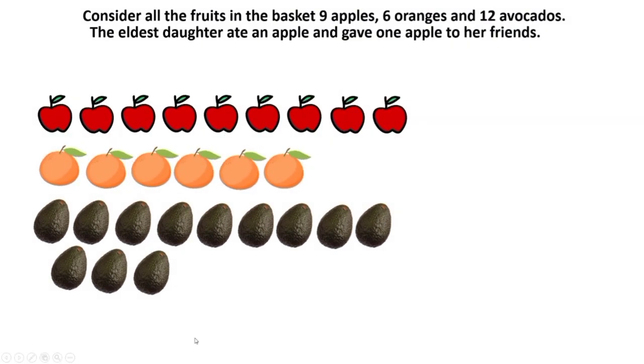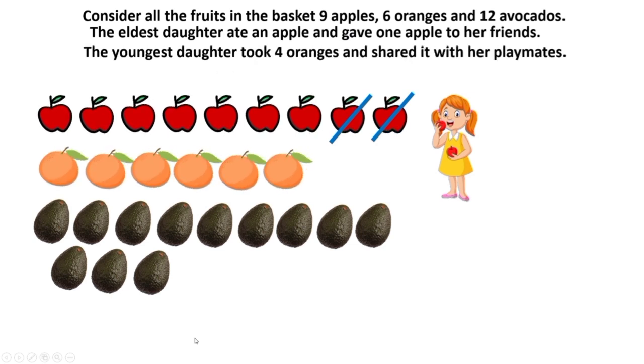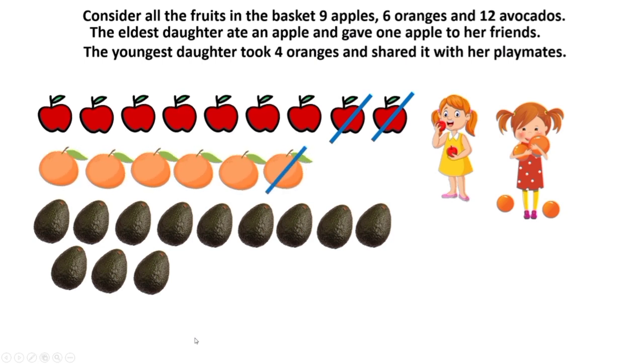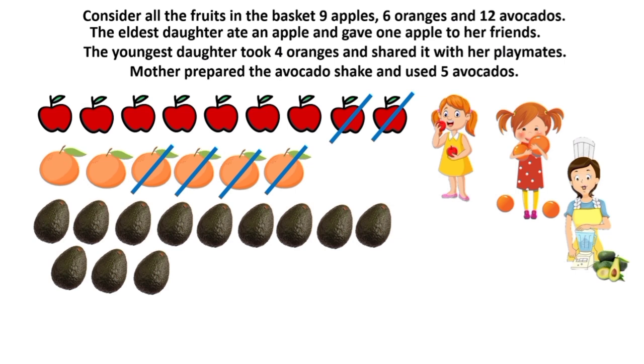The eldest daughter ate an apple and gave one apple to her friend. The youngest daughter took 4 oranges and shared it with her playmates. Mother prepared the avocado shake and used 5 avocados.